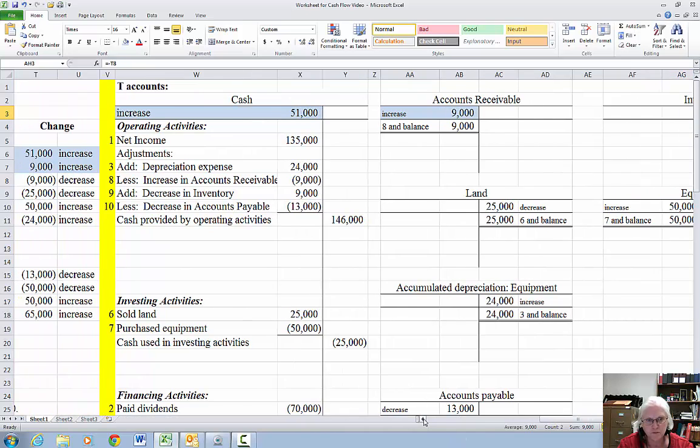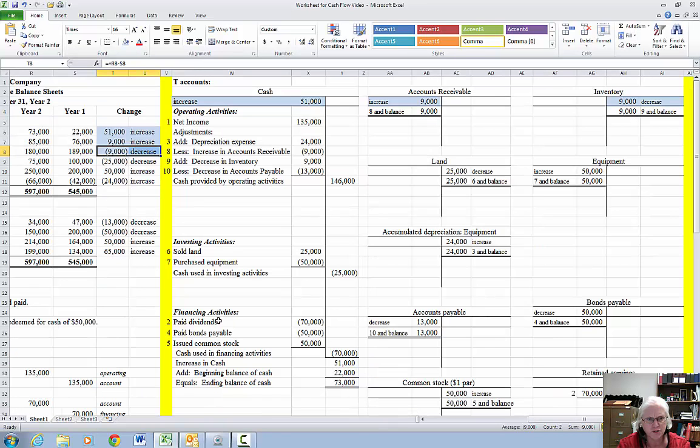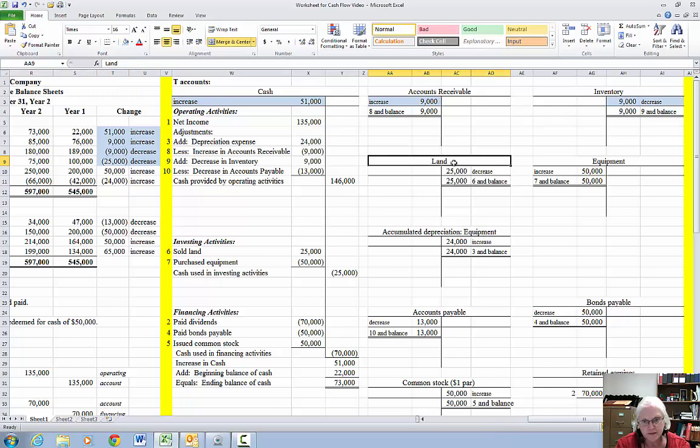I've got to come over a little bit more. I wonder if you guys can see it if I just make the screen smaller. Let me try that for just a minute. Okay, next we have land. And land is a $25,000 decrease. I'm going to go ahead and make it blue. Land is an asset, so if I decrease it, that's a credit of $25,000.